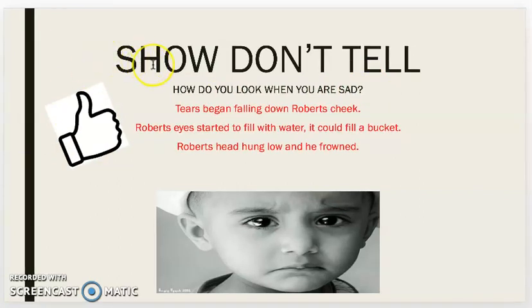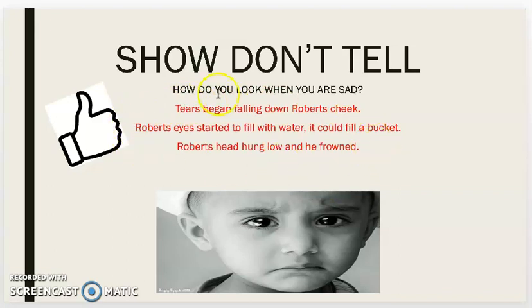And you can also ask yourself, how do you look when you are sad? So let's take a second and let's just think, how do we look when we get sad? We can use the sentence, tears began falling down Robert's cheek. Or we can use the sentence, Robert's eyes started to fill with water. It could fill a bucket.